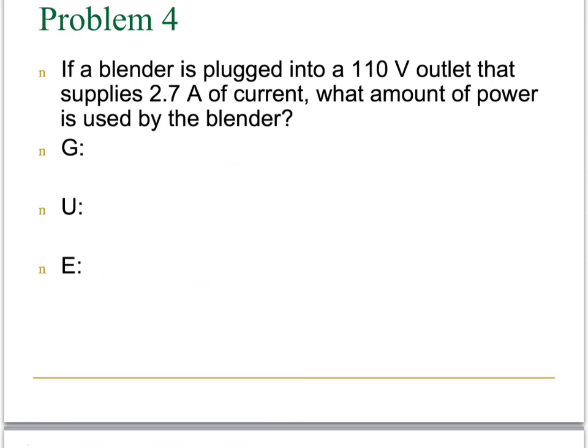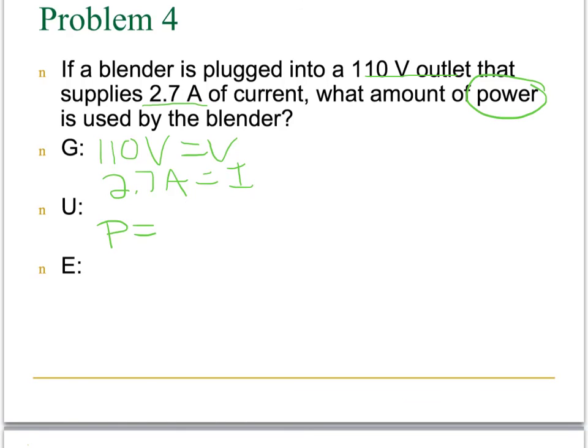Our last sample problem for today says if a blender is plugged into a 110 volt outlet and supplies 2.7 amps of current, what amount of power is used by the blender? Our given information is 110 volts and 2.7 amps. The unknown for this problem is power. The equation that we're going to use is power equals voltage times current.